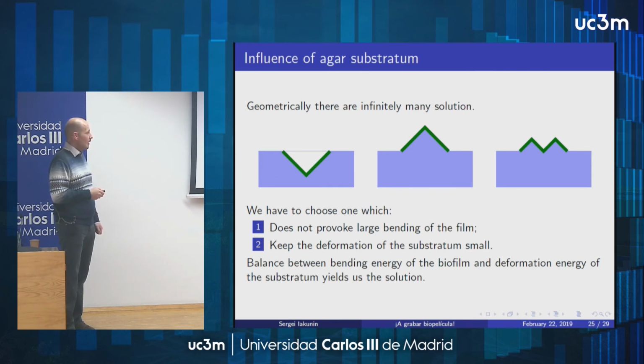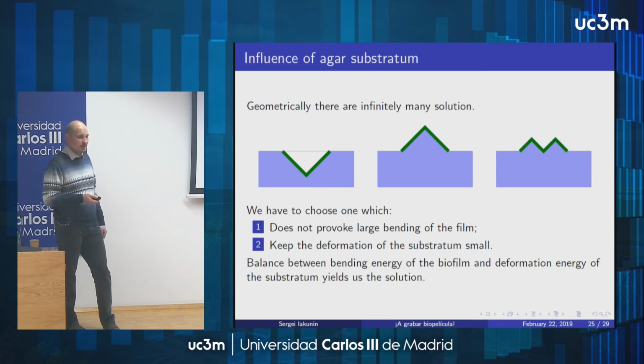Firstly, we can remember that the biofilm has finite thickness, and it means that very sharp bends are not permitted. So the bending energy of the material tries to make it smoother and avoid any folding and wrinkles. On the other hand, we have the agar substratum connected to the biofilm. And of course, large deformation, large displacement, as in these two cases, leads to large deformation of the substratum. So the substratum tries to avoid large amplitude and move everything to a high frequency solution, but with very small amplitude.